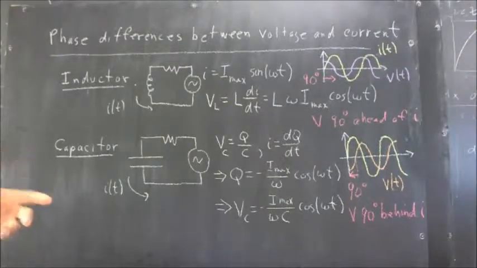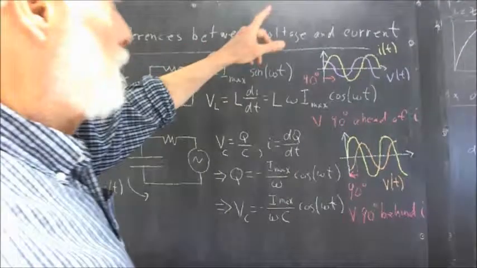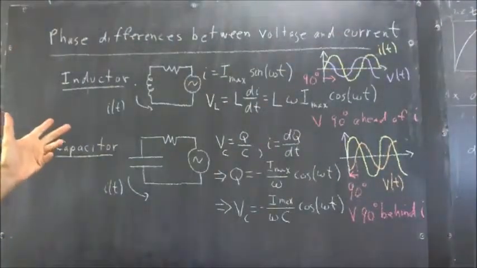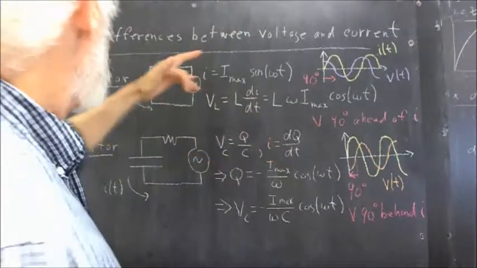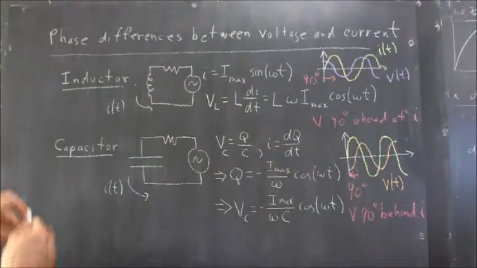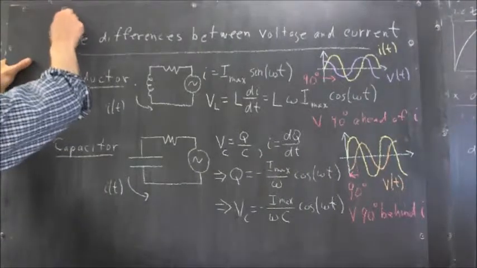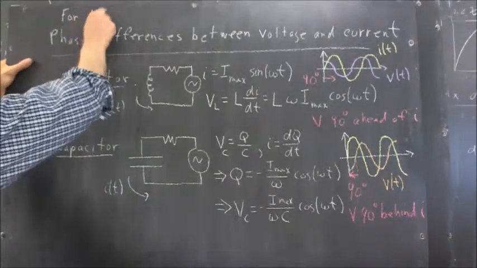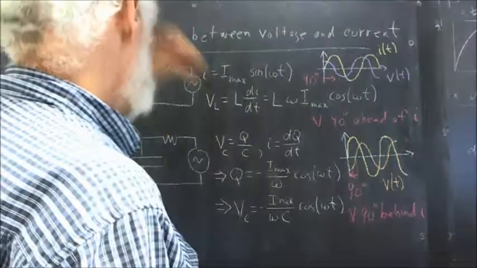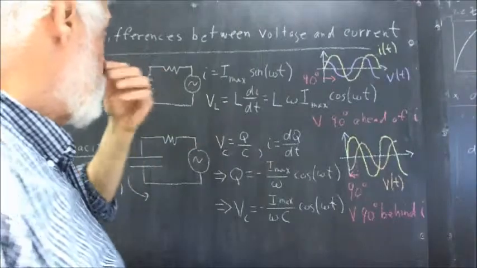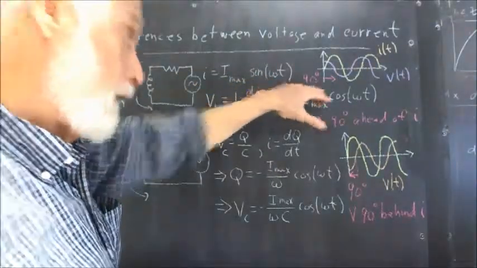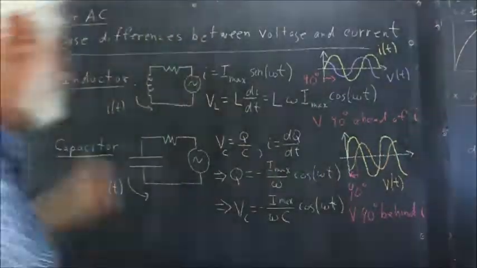Okay, we want to talk about the phase differences between voltage and current for inductors and for capacitors. This is phase difference given an alternating current. So we should probably label this for alternating current. Alternating current means that, for example, either your voltage or your current is going to equal some maximum value times the sine or the cosine of omega t, possibly plus a phase angle.